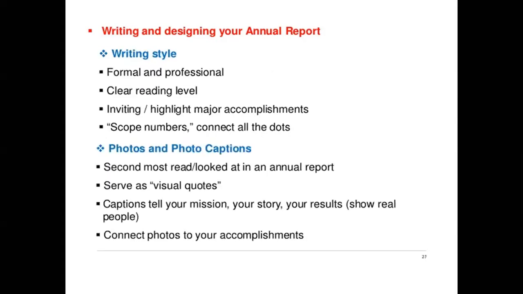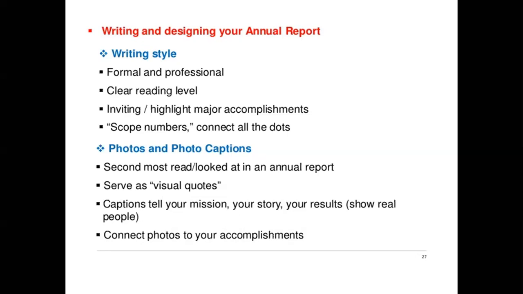Yes, obviously, it is coming under formal writing. So we have to make it formal and very professional, with a clear reading level, so that no ambiguity is created while writing this report. Then highlight major accomplishments, then scope and numbers, and connect all these dots.